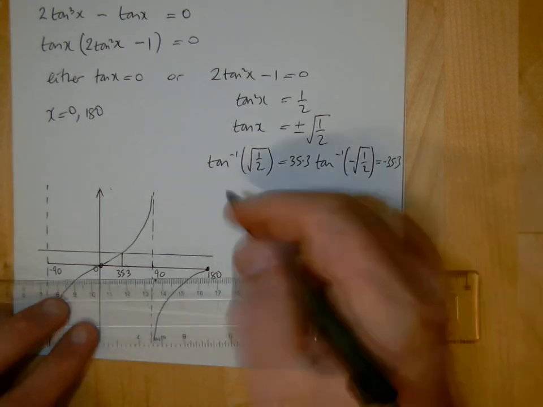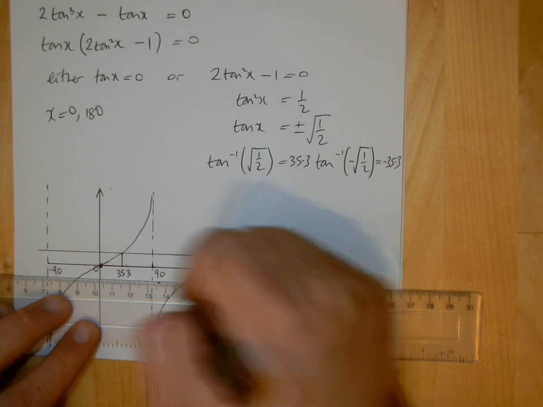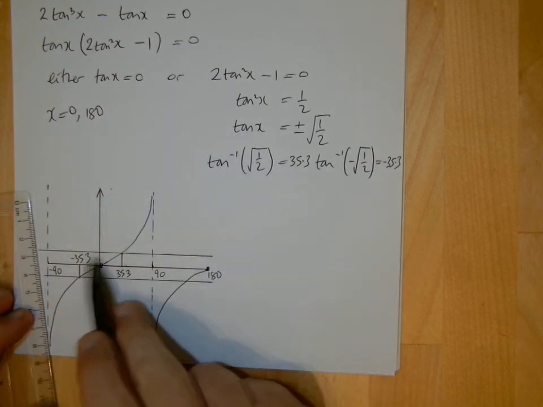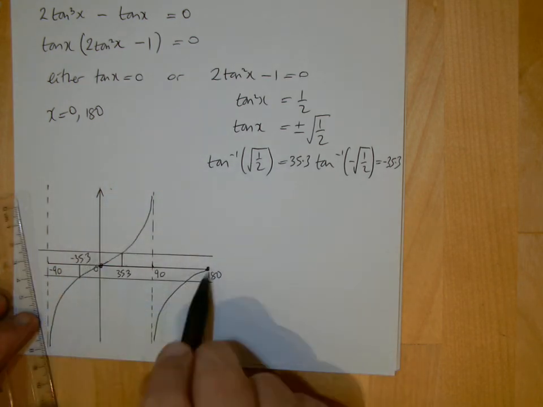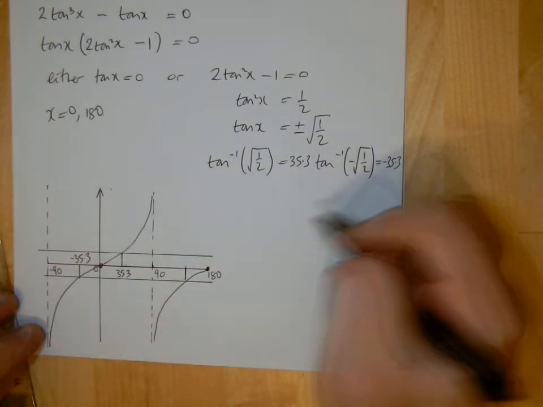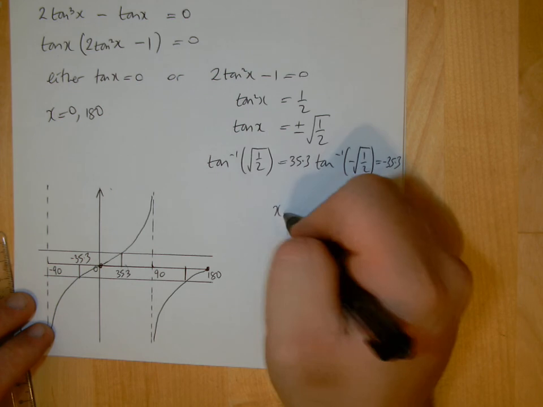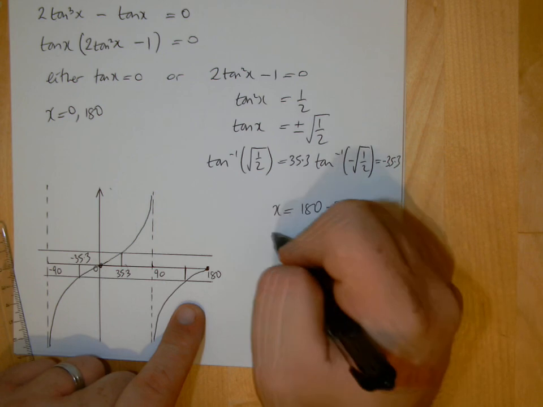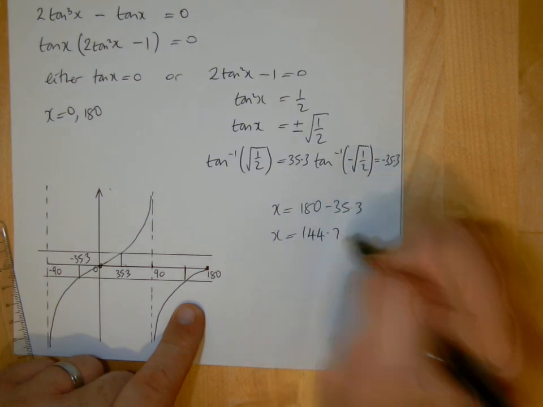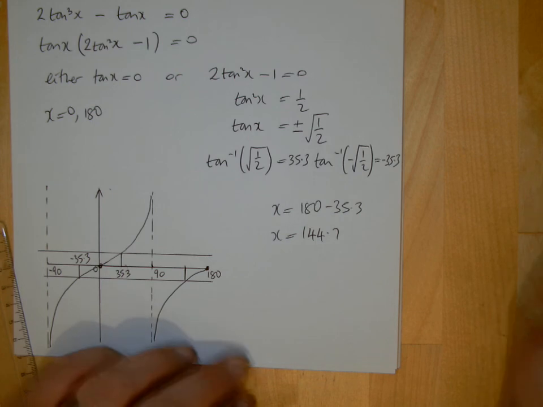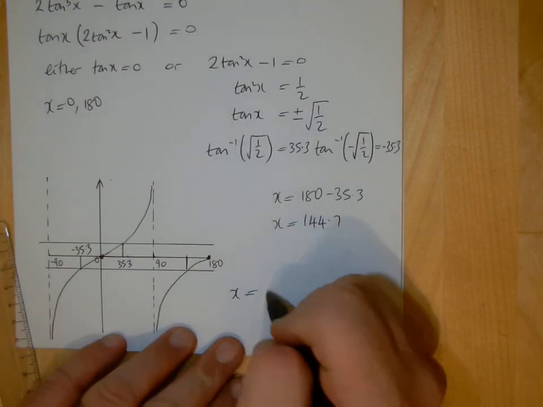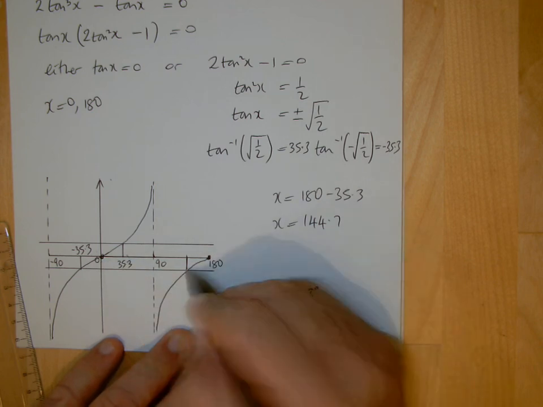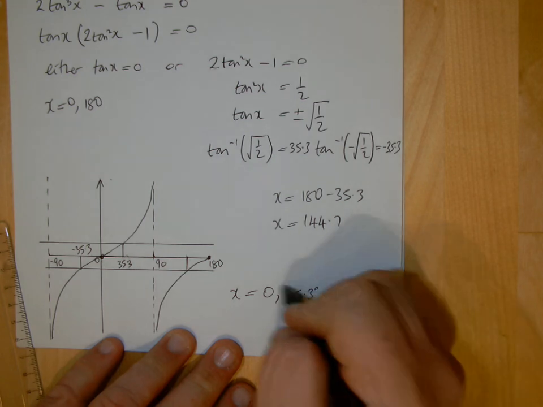Minus 35.3 is going to be about here. So we don't want to include this in our result because it's got to be between 0 and 180. So it's got to be here. So the other result will be 180 minus 35.3, so x will be 144.7. Okay, so to finish off, let's just put the answers in: 0, 35.3, and 144.7 degrees.